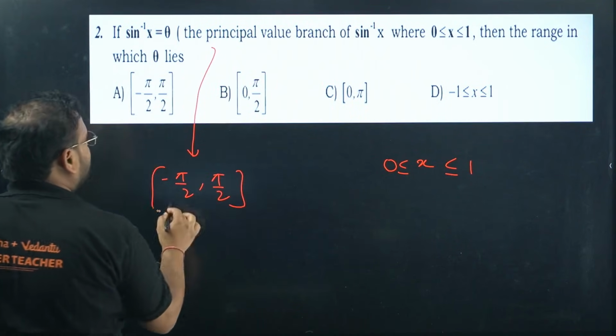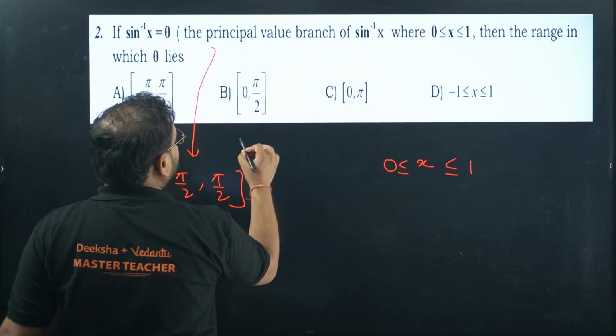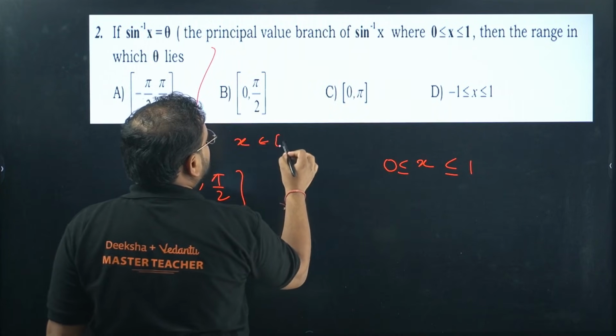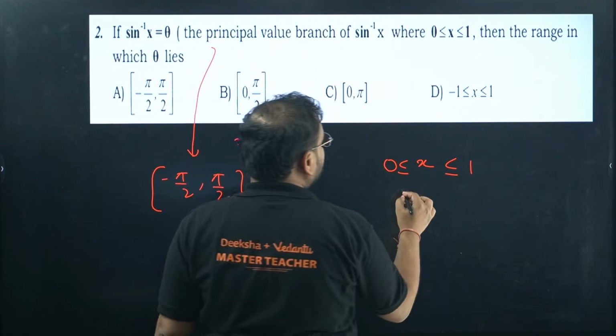This is my answer. But they have given a constraint on x. This is true when x belongs to where? Belongs to minus 1 to 1. But in this case, they've given 0 to 1. So the answer will change from 0 to pi by 2.